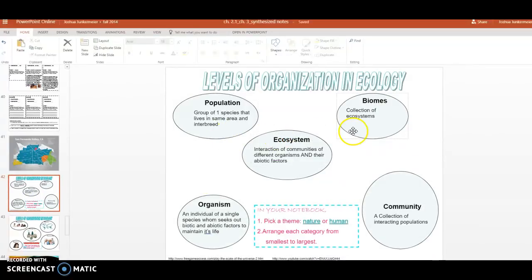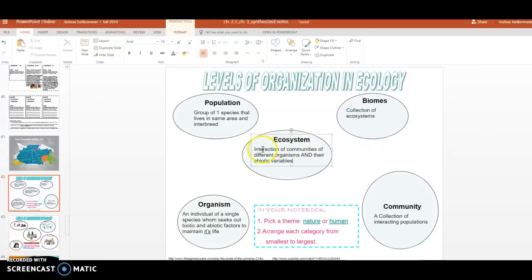We have 1, 2, 3, 4, 5 different levels of organization in nature when we study ecology. The smallest one is the organism. So a single individual of a species, and then if you have a bunch of them together, you have a population. And if you have a bunch of different species of populations, you have a community. So it's a collection of a bunch of different species populations. And then if you have the community, so a bunch of different living species populations living in an environment and using their surroundings and the abiotic variables, you have yourself an ecosystem.